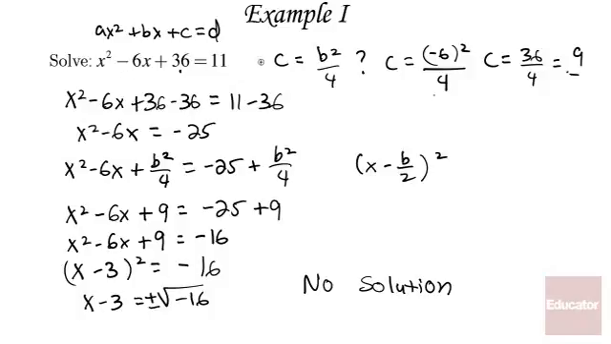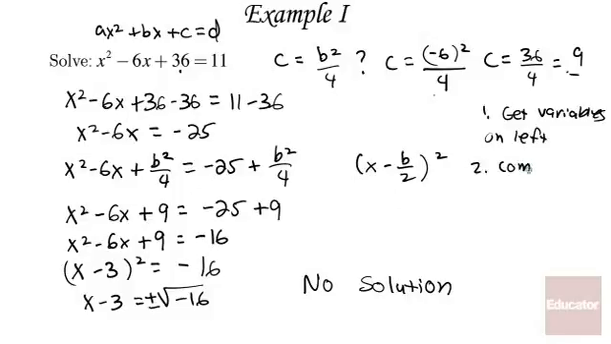Now, this took a bunch of steps. The first thing I did was to verify that this was not a perfect square trinomial, because c did not equal b squared over 4. c did not equal 9. If this was a perfect square trinomial, c would have equaled 9. I have to turn it into a perfect square trinomial. In order to do that, I want to get variables on the left and the constants on the right.